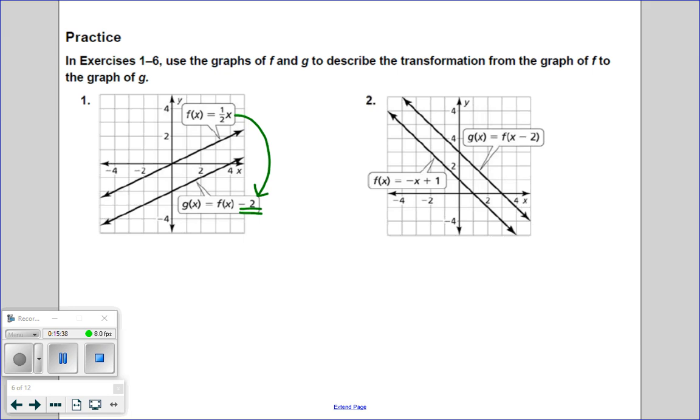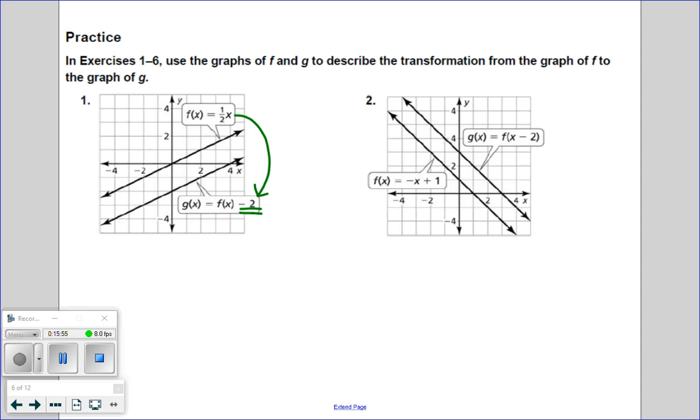And according to this, g of x is just the same as f of x, but then they subtracted 2. First of all, is that on the inside of the function or on the outside? Outside. So we're looking at a vertical translation. Excellent, right? So it's addition or subtraction, so now we know it's going to be a translation happening on the outside, so now we know it's vertical.